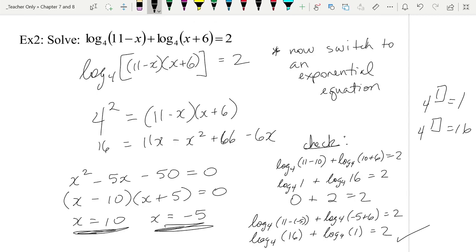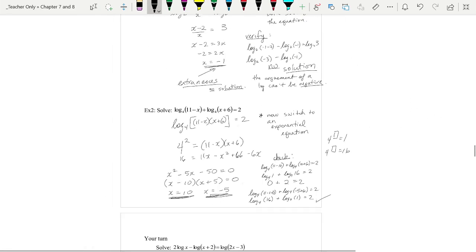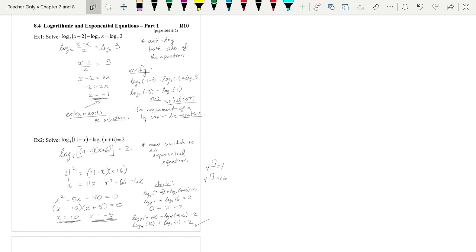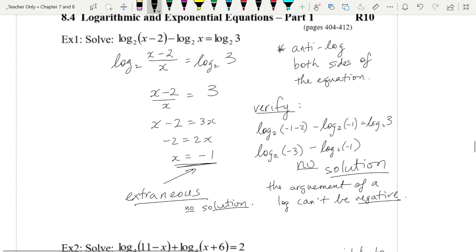Now, let's just back up before we move on and make sure you understand the two approaches that were different here. Why were my two approaches different? Why on this one did I anti-log both sides, and why on this one did I turn it into an exponential equation? The difference is, this one was a logarithm on both sides of the equation. This one had a constant number that was not an argument of a log on one side of the equation. So that's the difference, and that's why I had to use two different approaches. Any questions on how I did that?